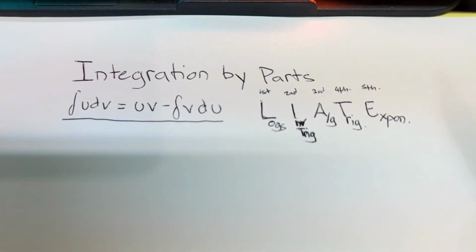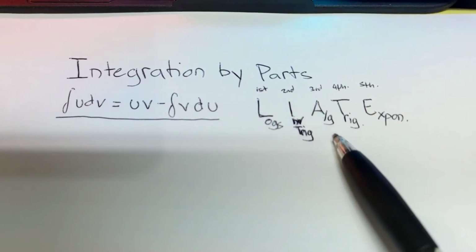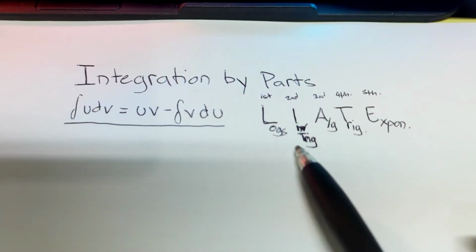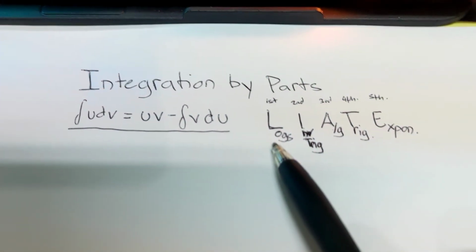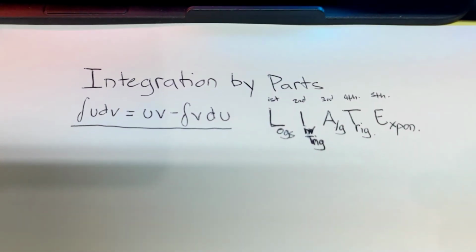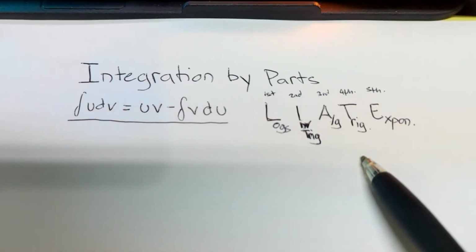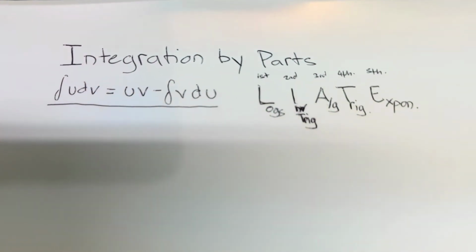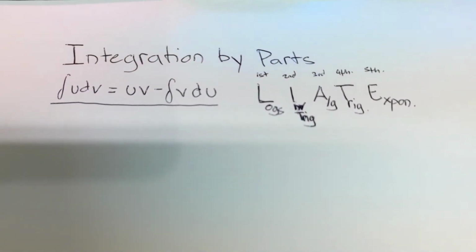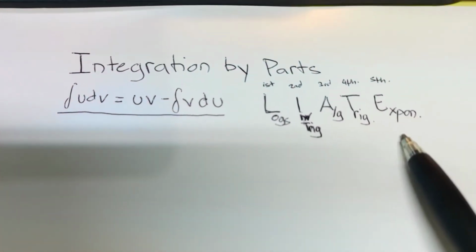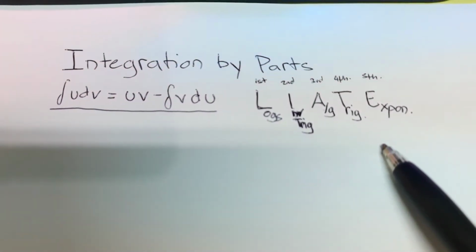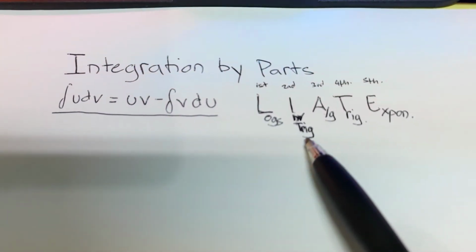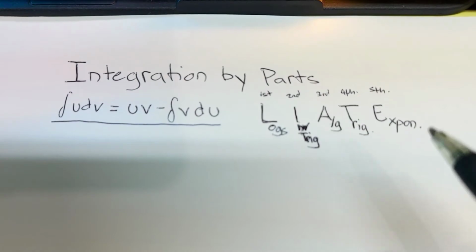For example, if the function has logarithmic and algebraic, you have your logarithmic, so your logarithmic function will be your letter u. And another example, if you have a trigonometric and inverse trigonometric in one problem, you can choose your u by this technique. The first is inverse trigonometric, so you choose inverse trigonometric as your u.